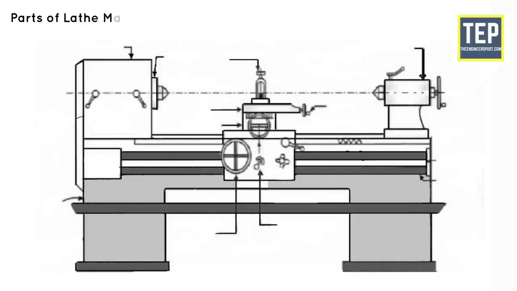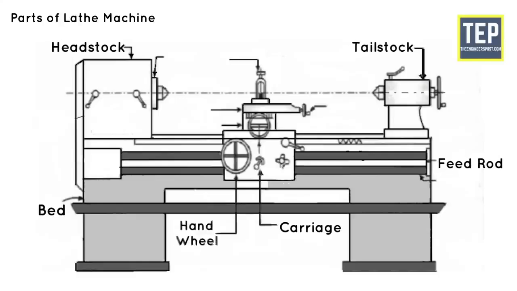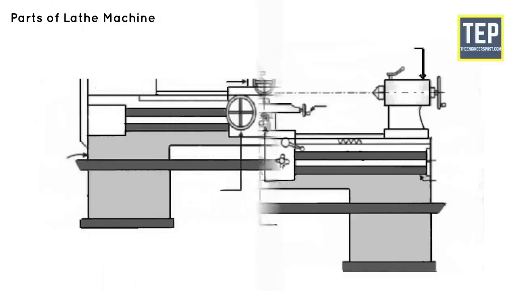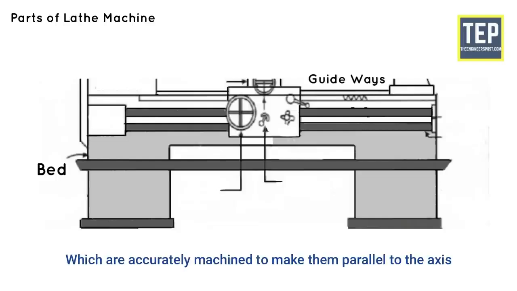Parts of lathe machine. The main parts of a lathe machine are the bed, headstock, carriage, feed rod, tailstock, hand wheel, tool post, saddle, compound rest, and lead screw. The lathe bed is the base of the machine, which has a solid structure. It should withstand heavy pressure. On top of the bed there are V-type guideways with an angle of 90 degrees. There are two guideways provided on the bed, which are accurately machined to make them parallel.